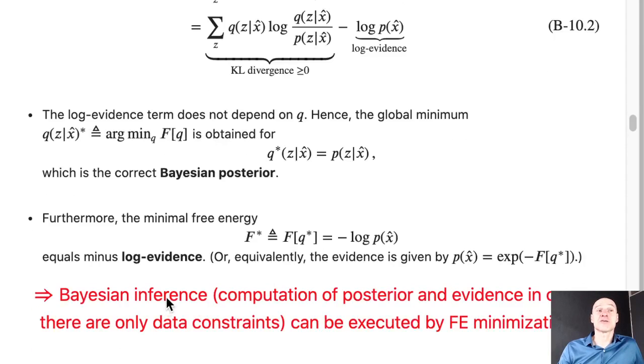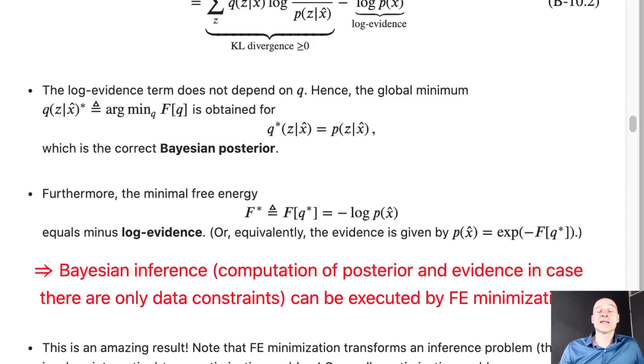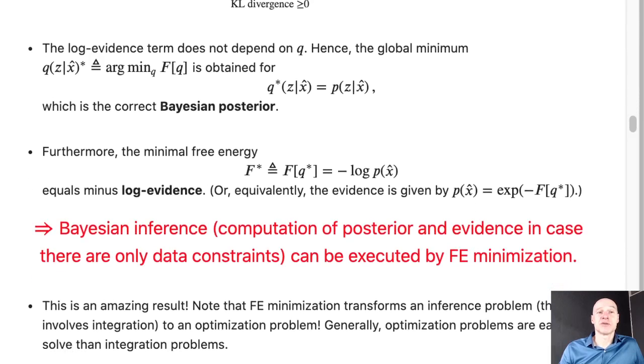So Bayesian inference, computation of the posterior and the evidence, in case there are only data constraints, can be executed by free energy minimization. And that is an amazing result, right? Because we go basically from integration to optimization.